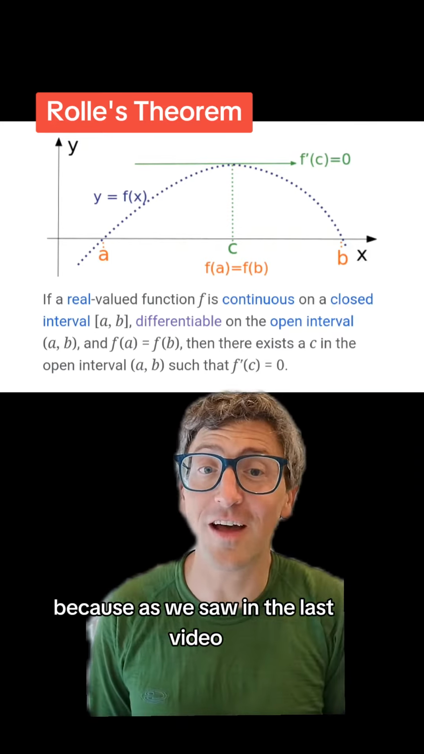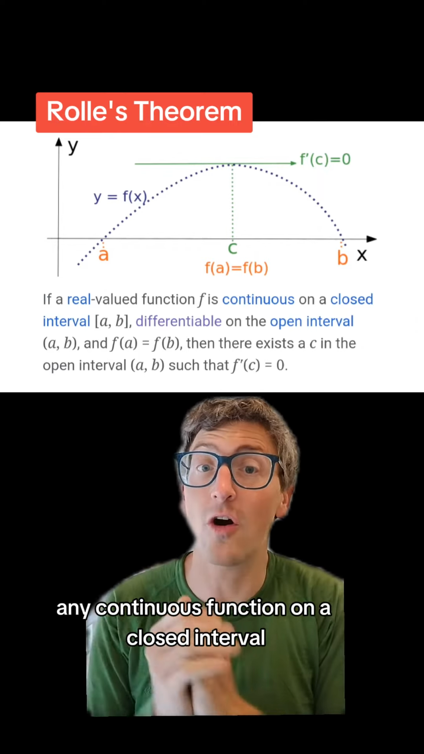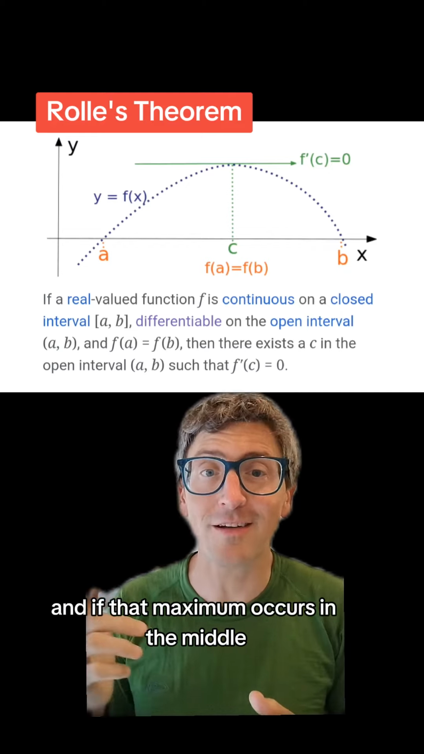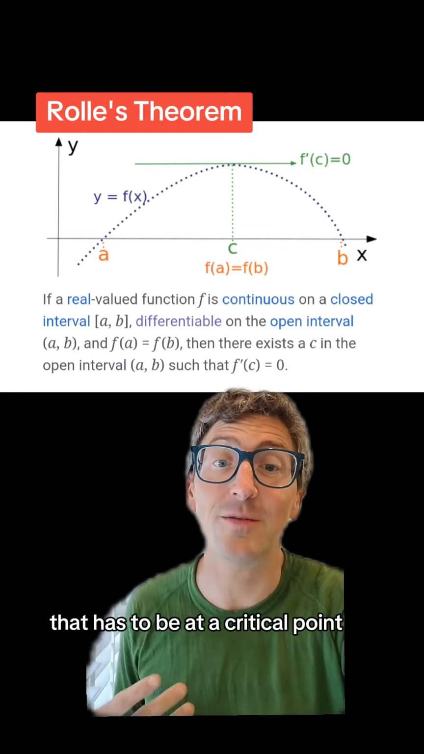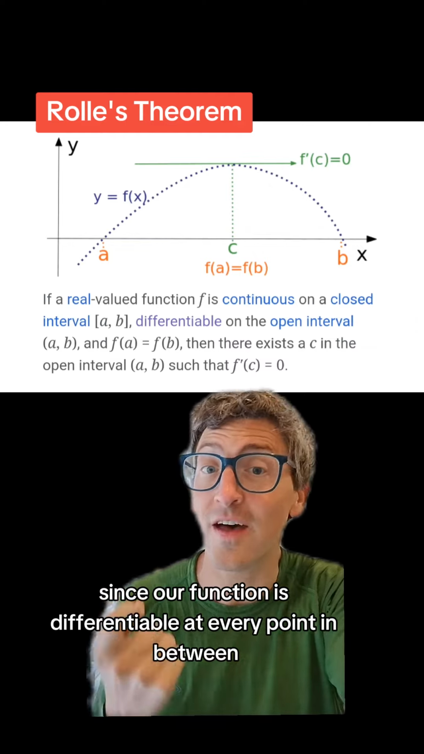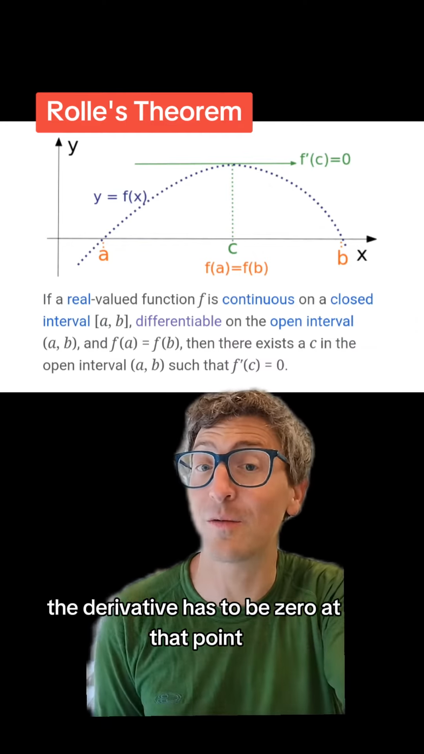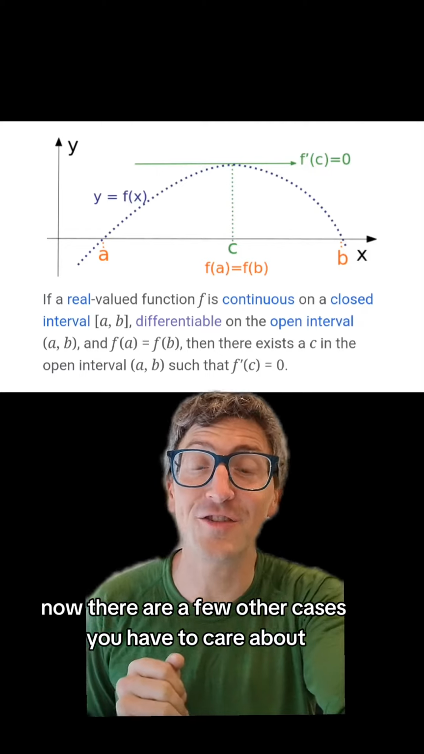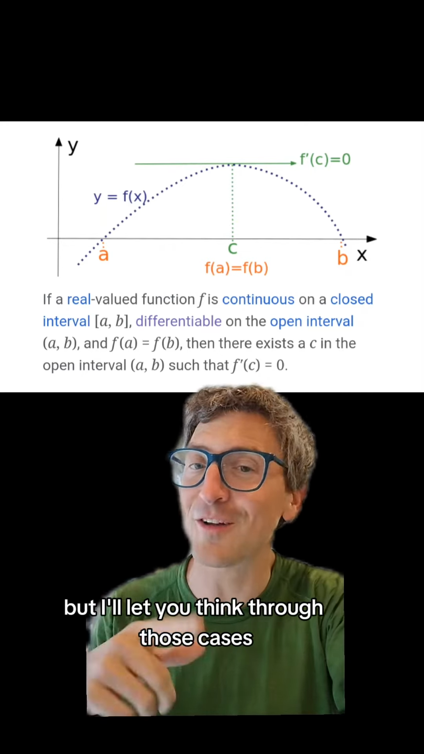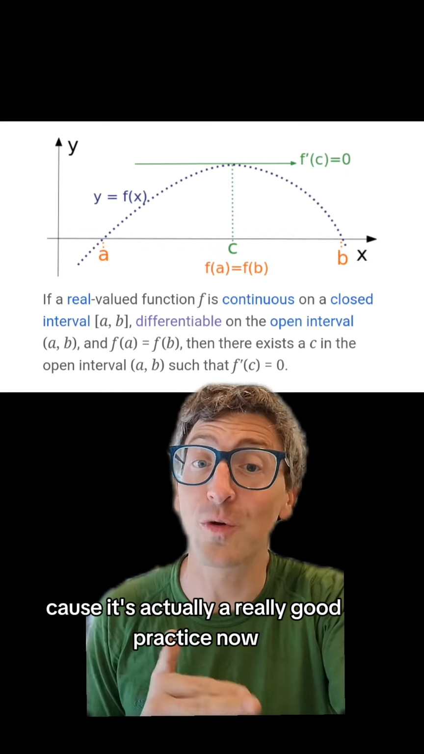Because as we saw in the last video, any continuous function on a closed interval is going to achieve a maximum somewhere. And if that maximum occurs in the middle, that has to be at a critical point. Since our function is differentiable at every point in between, the derivative has to be 0 at that point, and we're done. Now, there are a few other cases you have to care about, like maybe the maximum occurs at the 2 endpoints, but I'll let you think through those cases because it's actually a really good practice.